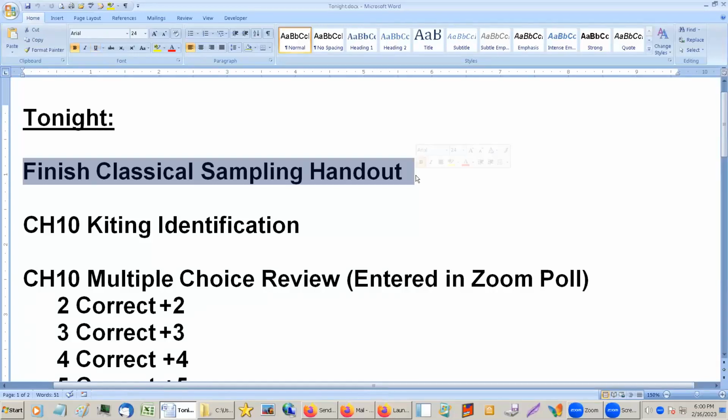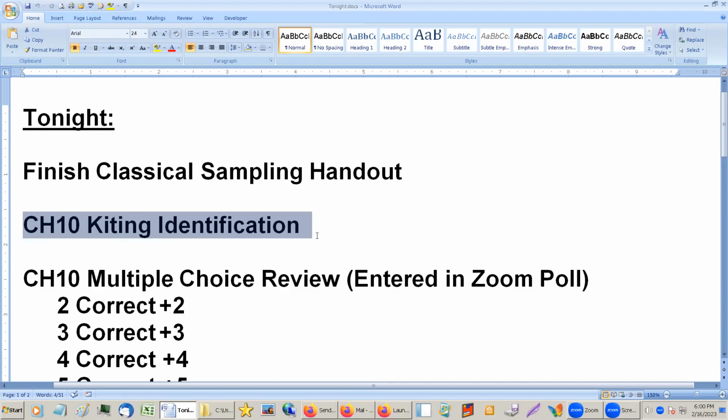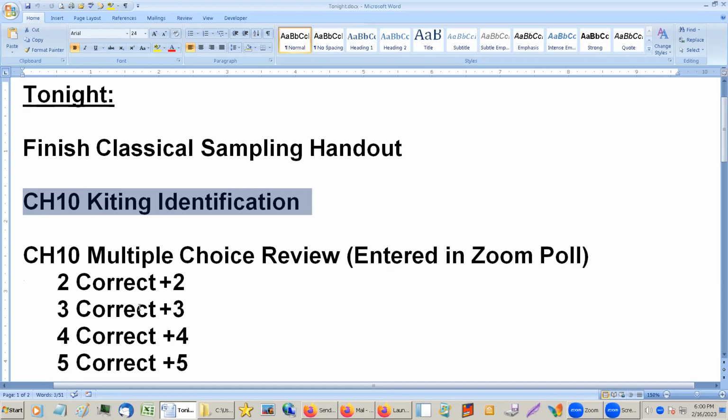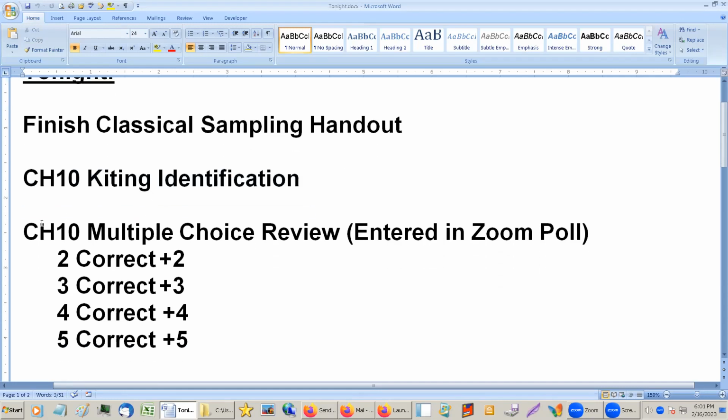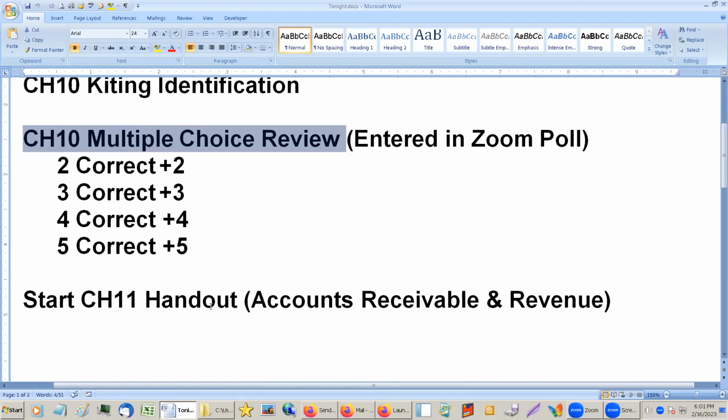I gave you guys one for homework. I'll just put that up in a second here. Second one is we're going to do a little bit more on the kiting. It can be a little bit confusing, and sometimes it's given in different formats. So we'll take a look at that one. Multiple choice review. We'll talk about that when we get to it, and then we'll start chapter 11.